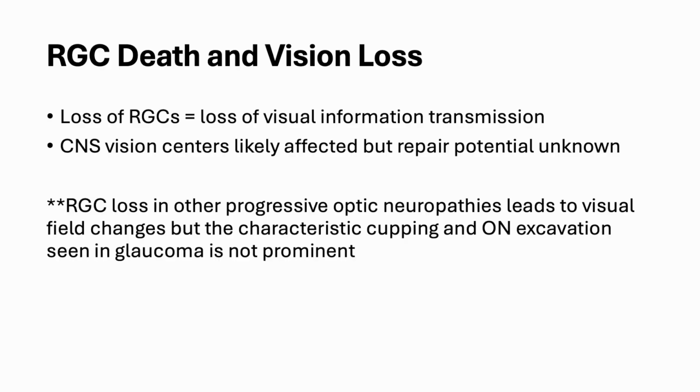RGC death and vision loss. The death of retinal ganglion cells, or RGCs, leads to the loss of visual signal transmission to the brain. While it's likely that central nervous system visual centers are also affected by this degeneration, the potential for their recovery remains uncertain. Importantly, RGC loss in other optic neuropathies may also lead to visual field changes, but these conditions lack the characteristic cupping and optic nerve excavation seen in glaucoma.